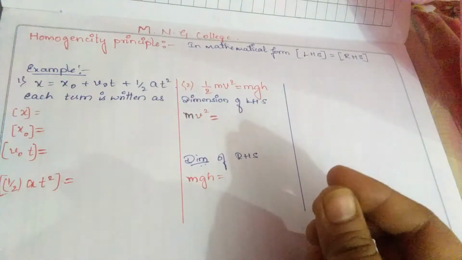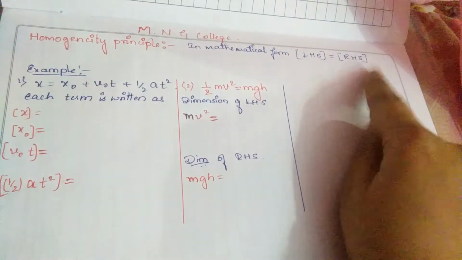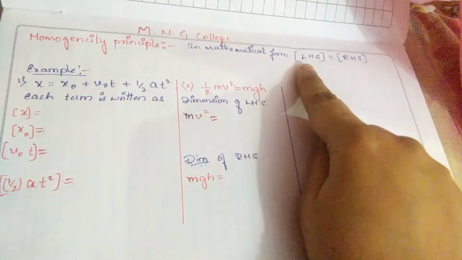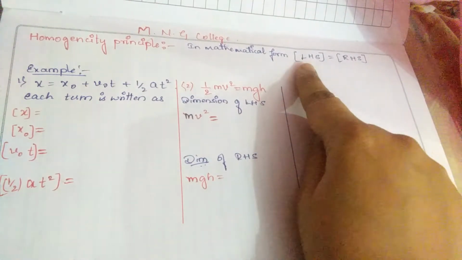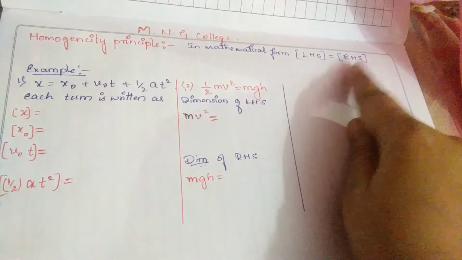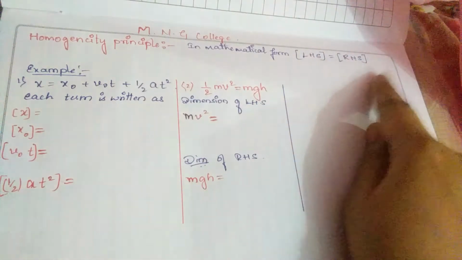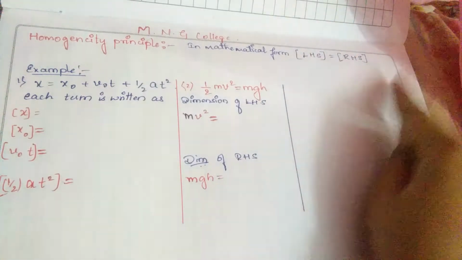In the mathematical form, LHS is equal to RHS. Means the dimension of the left hand side of an equation is equal to the dimension of the right hand side of the equation. So that we call the homogeneity principle.